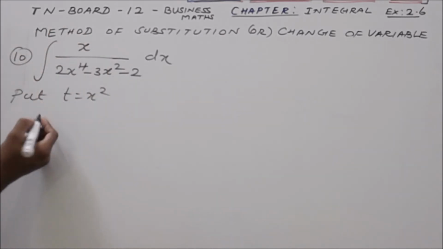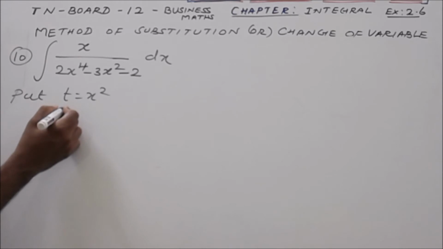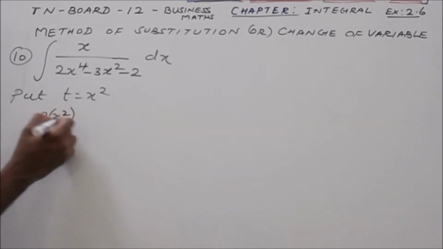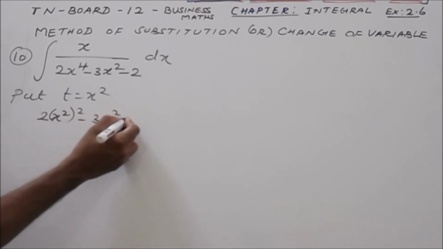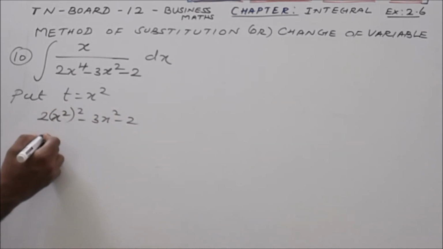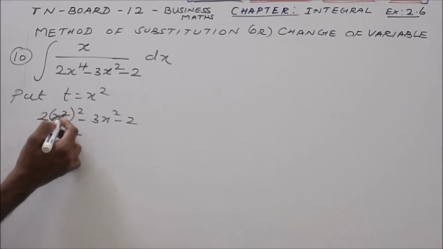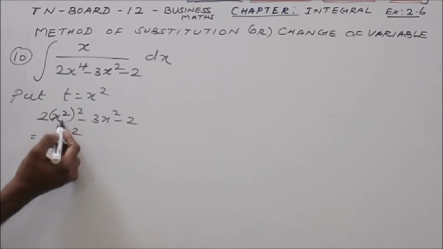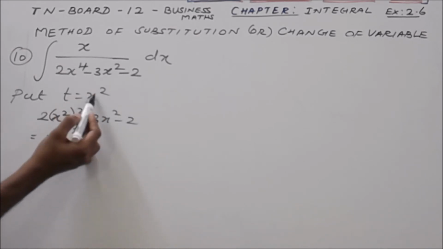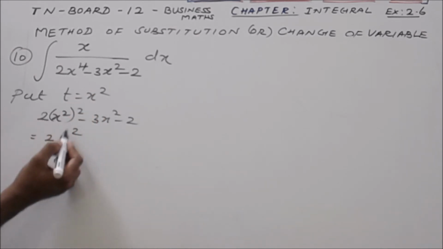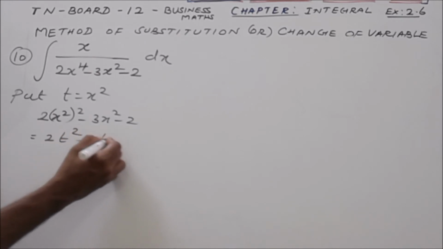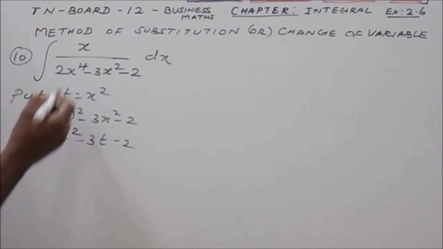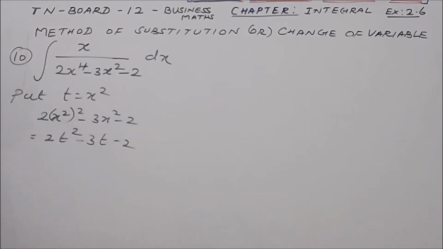Now the denominator becomes 2x power 4 minus 3x square minus 2, that is equal to 2 into x square whole square, that is t square. x power 4 is split into x square into x square, whole square. Then substituting t equal to x square, we get 2t square minus 3t minus 2. Now the denominator is a quadratic function. So then look at the numerator. In the numerator we have x dx.